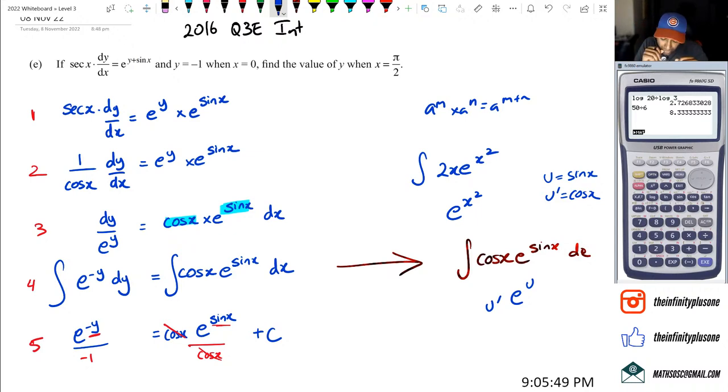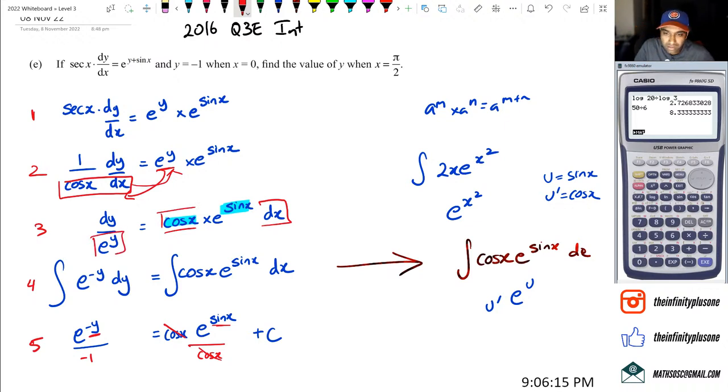How did I get to line 3 from line 2? I moved the e to the power of y across, so it gets divided by it. And this entire cos x dx comes to the numerator, so it's actually getting multiplied. It ends up there, and then e to the power of y ends up at the bottom there.